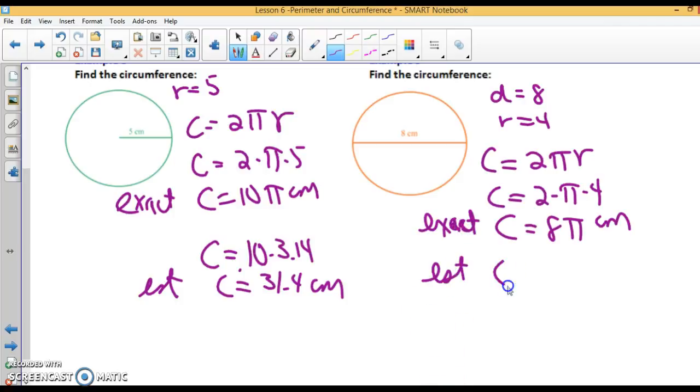Estimated, I'm going to put in 3.14. So, estimated will be 2 times 3.14 times 4, which is 25.12 centimeters. So the circumference is estimated or rounded to 25.12.